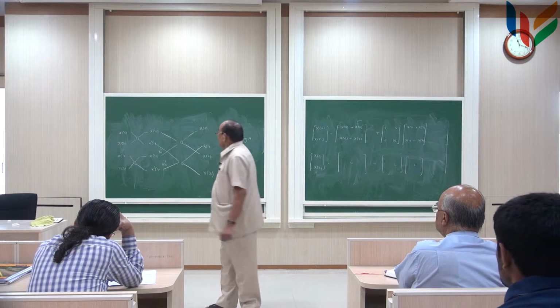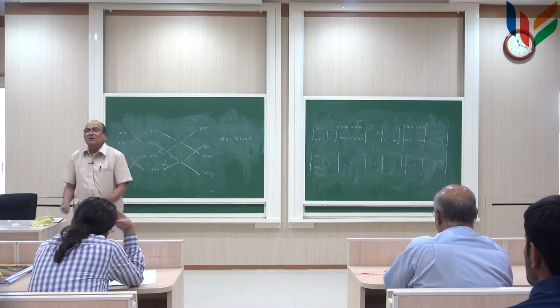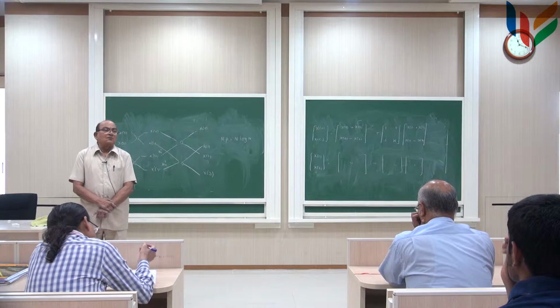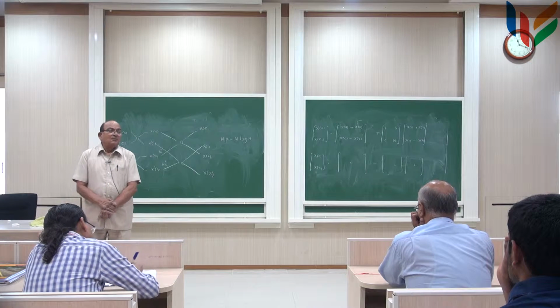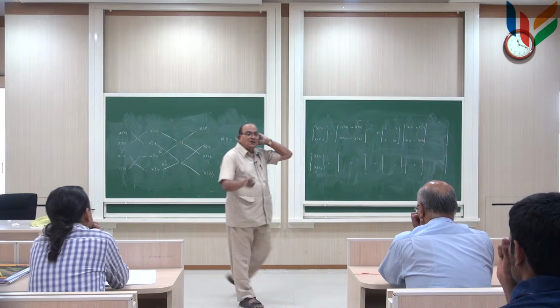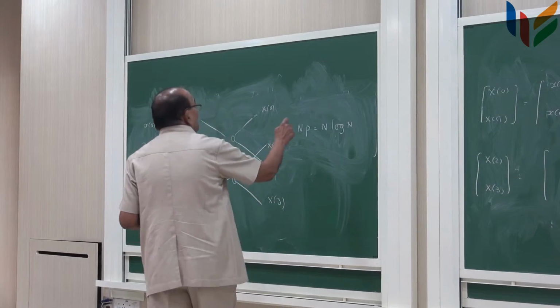So the FFT algorithm given by Cooley-Tukey gives a maximum number of complex multiplications equal to n log 2n, whereas if you blindly do the original DFT as written by summation, we agreed that the number will be equal to n square.